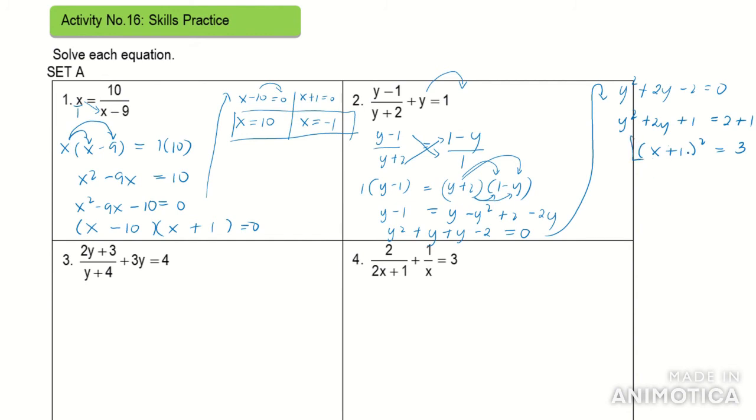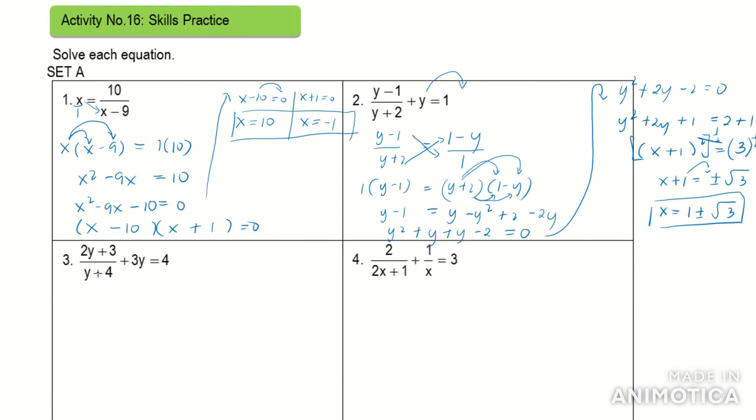Then we are going to raise both sides to 1 half. So we can just have here x plus 1 is equal to plus or minus the square root of 3. Okay, transpose this. So you have x is equal to 1 plus or minus the square root of 3. So we have x is equal to 1 plus square root of 3, and the other one is x is equal to 1 minus square root of 3. If you're going to make use of the quadratic formula, you'll still arrive at the same answer.